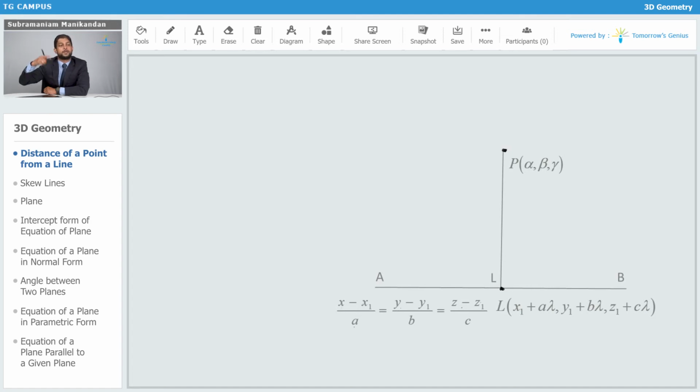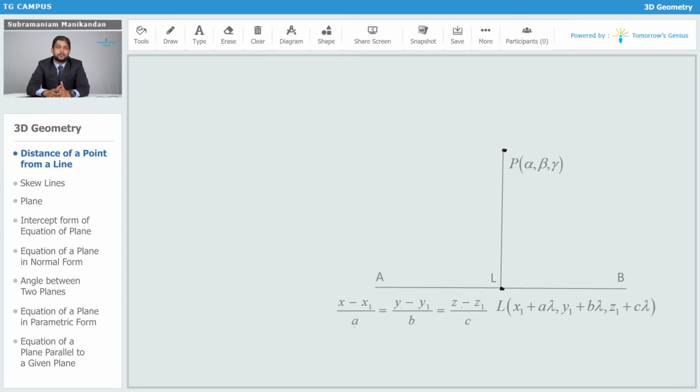Applying the condition for PL to be perpendicular to the line AB, we get the value of lambda, and from lambda we obtain the coordinates of the point L, and by obtaining the coordinates of the point L and applying the distance formula between the points P and L, we get the shortest distance between the point P and the line (x minus x1)/a equals (y minus y1)/b equals (z minus z1)/c. So this was the Cartesian style of finding out the distance between a given point and a given line.